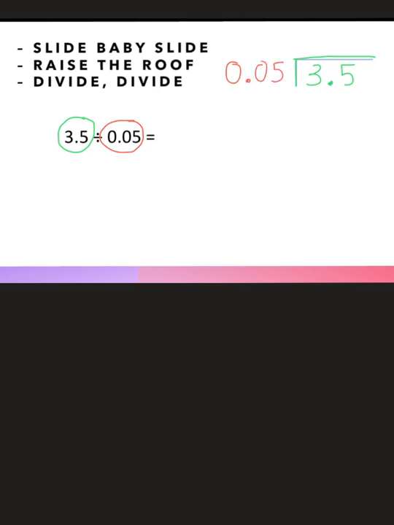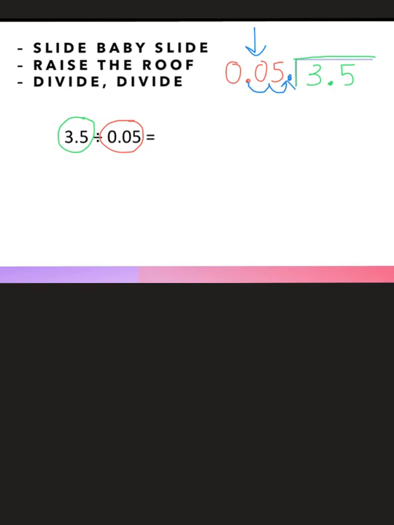Now here's where things get a little tricky. We call it slide baby slide. We need to make our outside number, our divisor, a whole number. Now the way we'll do that is by sliding our decimal until we get a whole number. Now remember, in a whole number, your decimal is after the ones place. So in this problem, 0.05, to make that a whole number, I have to slide my decimal 2 places to the right.